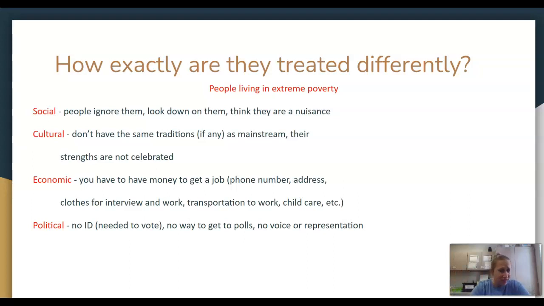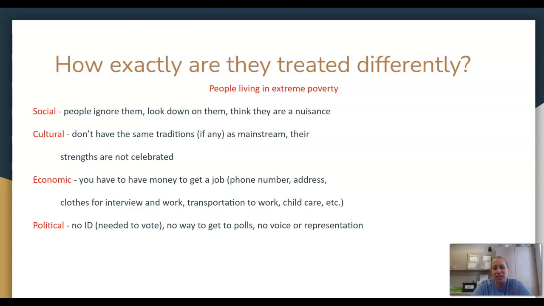Cultural, they don't necessarily have the same traditions, if any. If they're living in extreme poverty, I think about the Christmas holiday. Do you think that they have the money to go buy Christmas presents or put up a Christmas tree? And their strengths are not celebrated, okay?